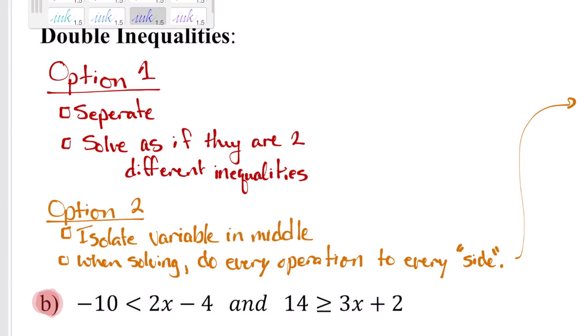It's technically a double inequality because we're looking at two at the same time, but they are separate. They are two completely different inequalities. So you can do the same thing if they showed up together in one big line, and then you would just solve as if they were different.